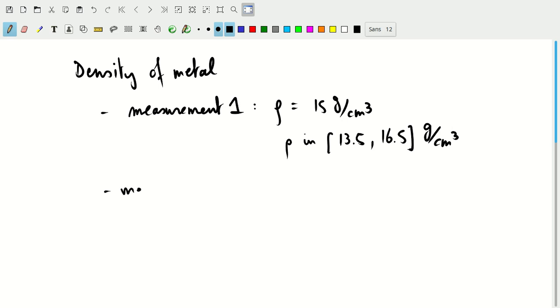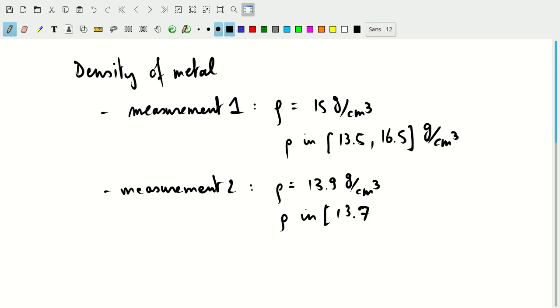Second measurement: another one of your scientists comes back and says, I've measured that rho is 13.9 grams per centimeter cubed, and my assessment of the uncertainty on that is that rho is in the interval from 13.7 to 14.1 grams per centimeter cubed.